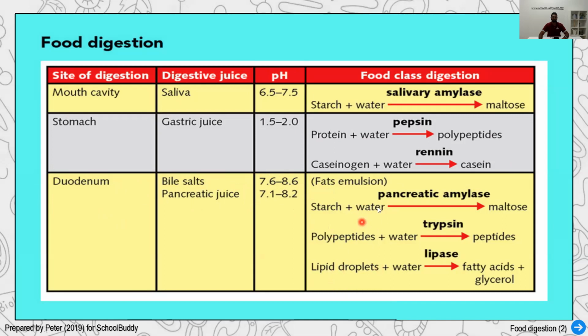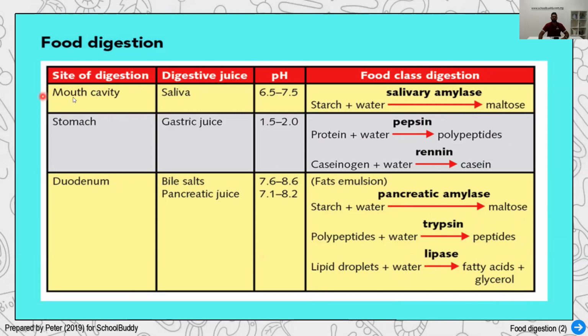Starch can also be broken down here, not by salivary amylase but by pancreatic amylase, into maltose. The polypeptide digested in the stomach will be converted into peptide. Even peptide is not a simple molecule yet, but it will be digested by trypsin. In the case of lipid droplets, where fat emulsification takes place, they will be broken down by lipase enzyme into fatty acid and glycerol. Fat is now a simple molecule, so it can be absorbed by the small intestine, by the villus of the small intestine.